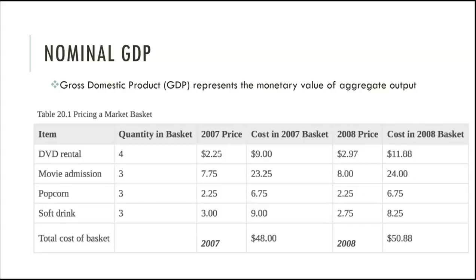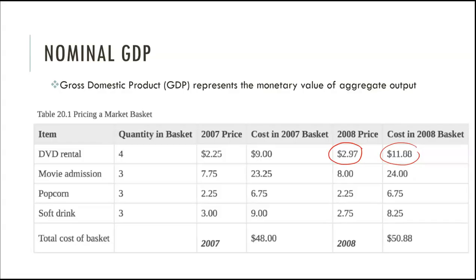But in this market basket, we've got 4 things. So we're going to say that we always have 4 rentals, 3 movie admissions, 3 popcorns, and 3 drinks. The cost of that basket is going to change over time. So we can see here we have 2007 prices, $2.25 to rent a movie. So the cost of this part of the basket was $9 in 2007. In 2008, the price of movie rentals went up to $2.97. So the cost of this basket went up to $11.88.